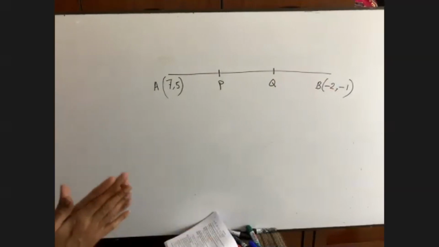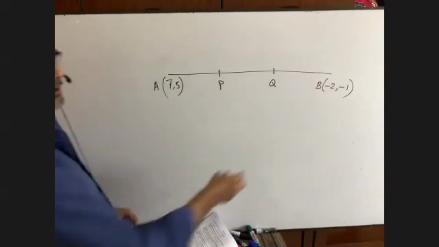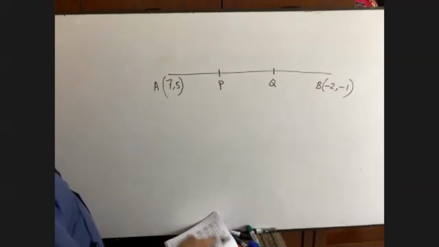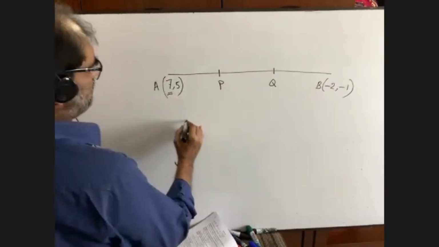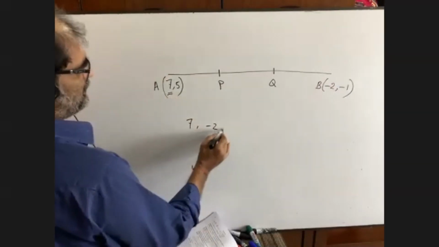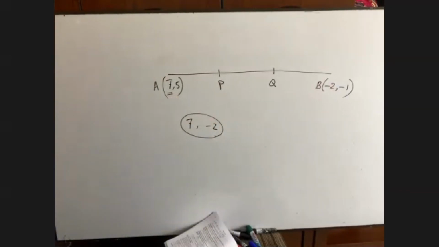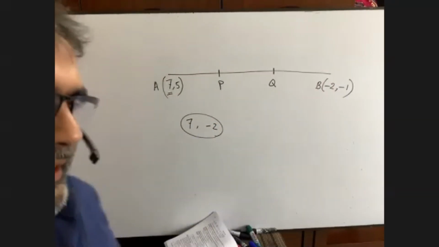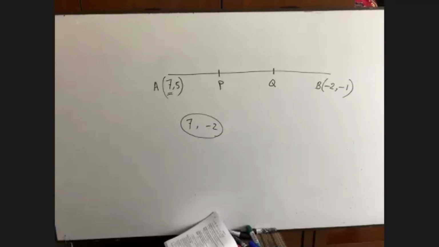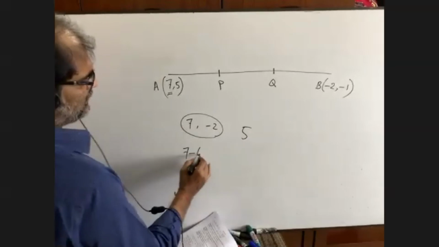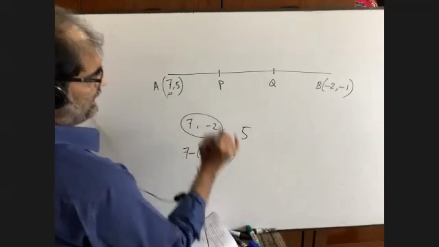Dear students, please pay attention here. I told you if you get minus sign here, right? By the way, can you please let me know what is the difference between these 7 and -2? What is the difference between 7 and -2? Who can tell me? Sir, 9. You are absolutely right. It is not 5. It is 9. 7 minus -2. It is 9.